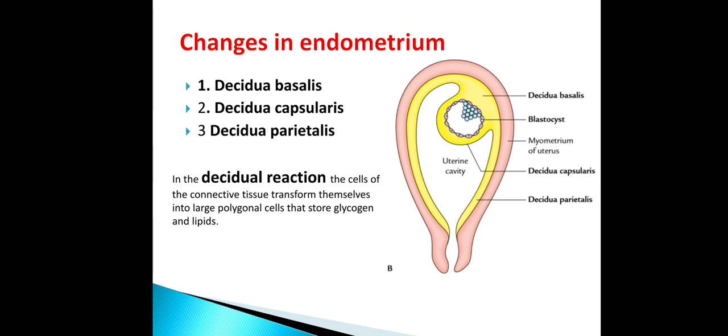So in decidual reaction, what happens? The cells of the connective tissue of the endometrial stroma, or the stromal cells, become enlarged and polygonal, and they store glycogen and lipids. This is called decidual reaction.